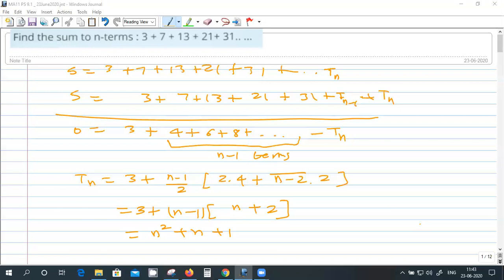What is going wrong? Sorry, n equal to 3, 9. 9 plus 3 is 12. 12 plus 1 is 13. And for n equal to 4, 16 plus 4, 20, plus 1. So this is correct. So from this, how will you find the sum now?